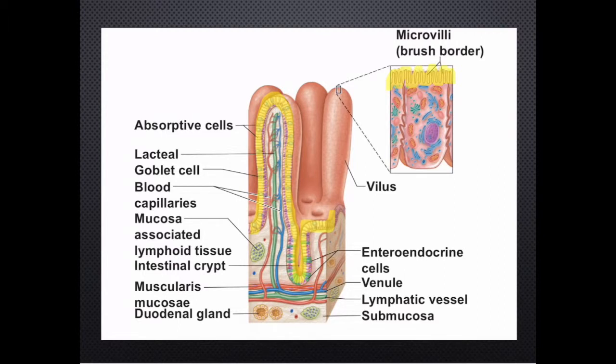If you see on here, the mucosal lining will have three different types of vessels moving in and out. So we're going to have arterial blood vessels, arteries. We're going to have venules. We're going to have lymphatic vessels. All three different types of vessels will be passing through those finger-like projections of the mucosa.